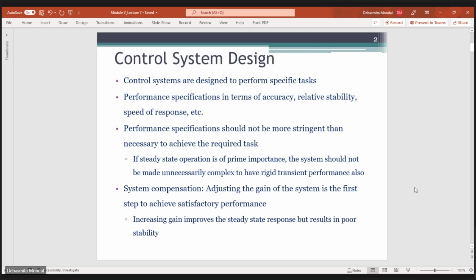Otherwise, obviously, if I want to meet an ideal set of performance specifications, that is, it has to have a very good transient response, the speed of the response should be fast, it should be very stable, and the accuracy should also be very high, then obviously the system will become much more complicated, right? So depending on which part of the output is of more importance to me, we will focus on designing the control system accordingly.